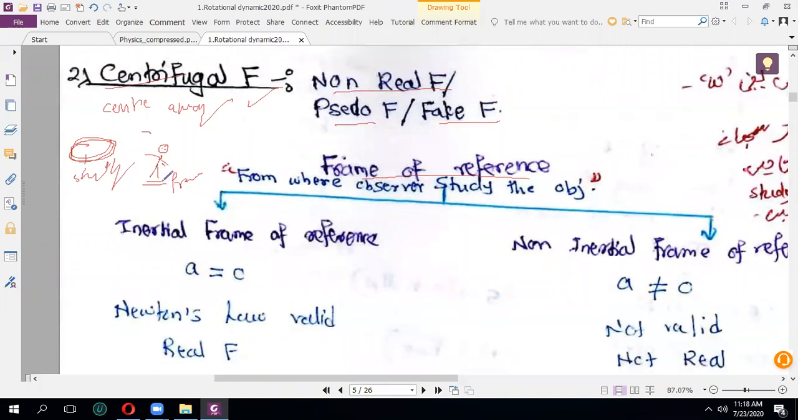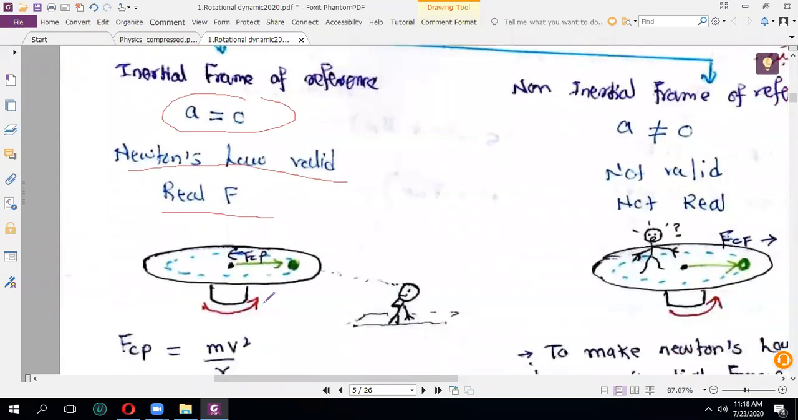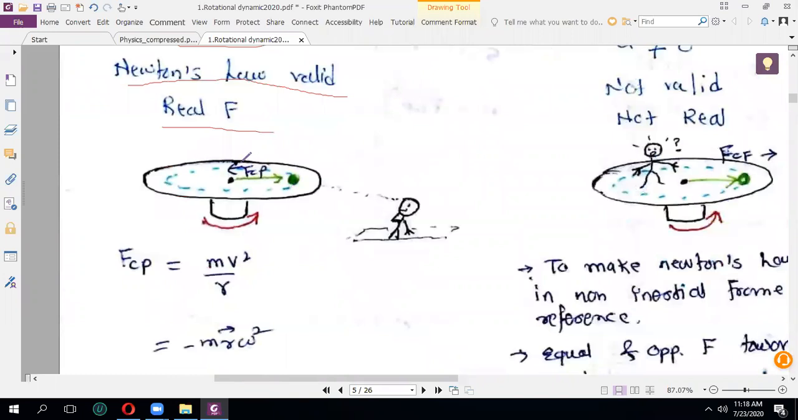Okay, but there is a condition. What is the condition? Your motion is zero. That means you are not moving. It is necessary for studying the other object's motion. Here all Newton's laws are valid, and this is also called a real force. See the example. Here one object is moving, and here one person is standing and watching that motion. So this person can easily understand their motion.